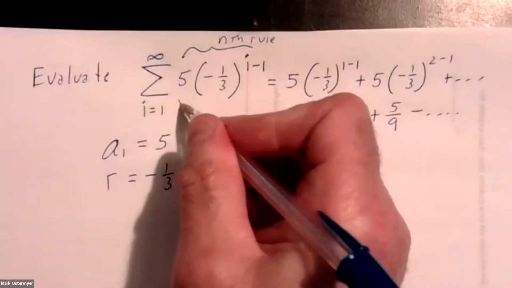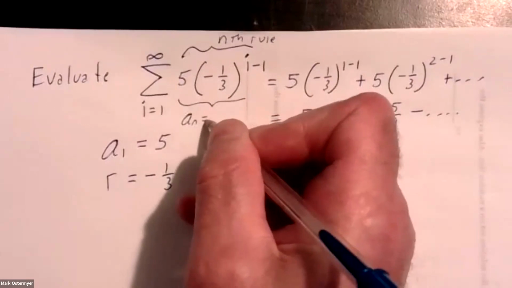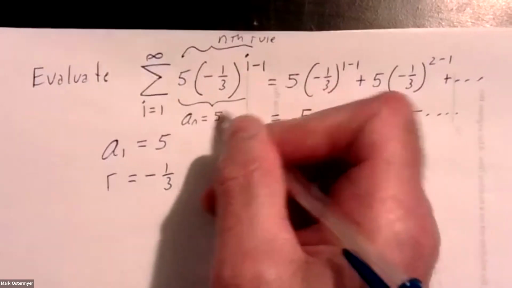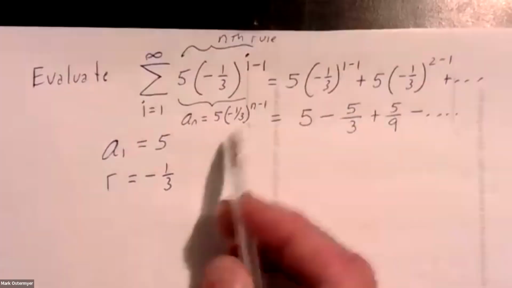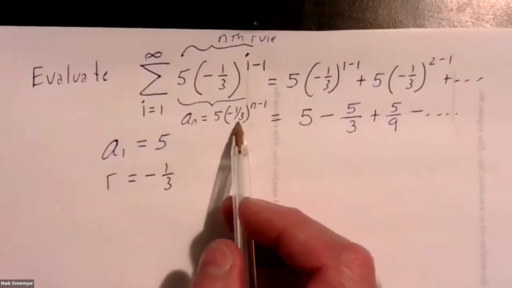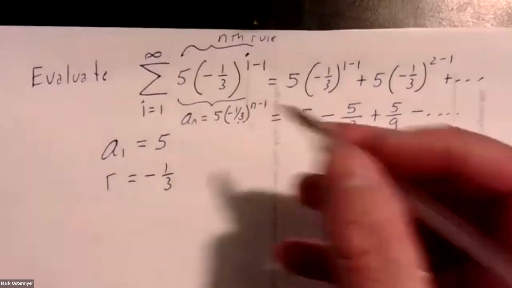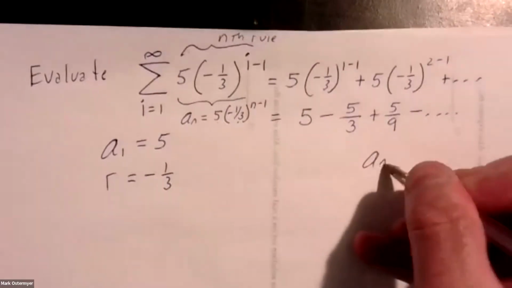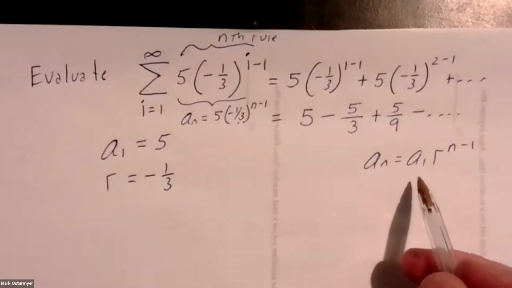Because remember I said this is the nth term rule? So this is really the nth term rule of a geometric sequence. a sub n is equal to 5 times negative 1/3 raised to the n minus 1 power. That's the nth term rule. And ladies and gentlemen, this is R. R is negative 1/3. a sub 1 is 5. Wasn't that how the rule went 2 days ago? You agree? The nth term rule for a geometric sequence?